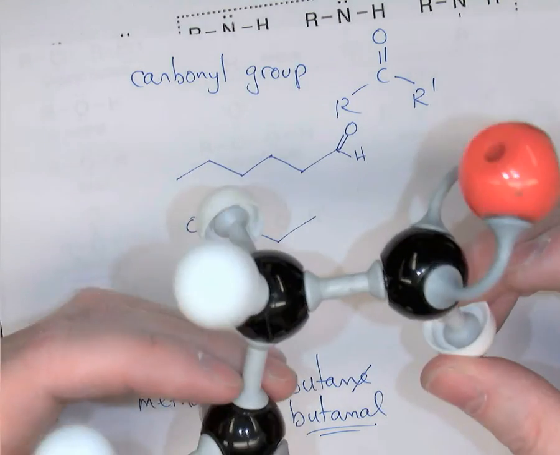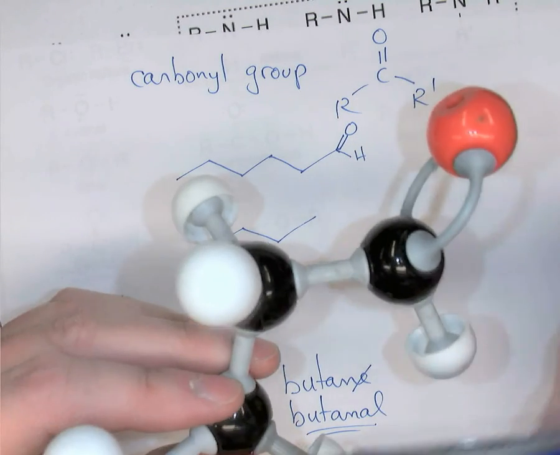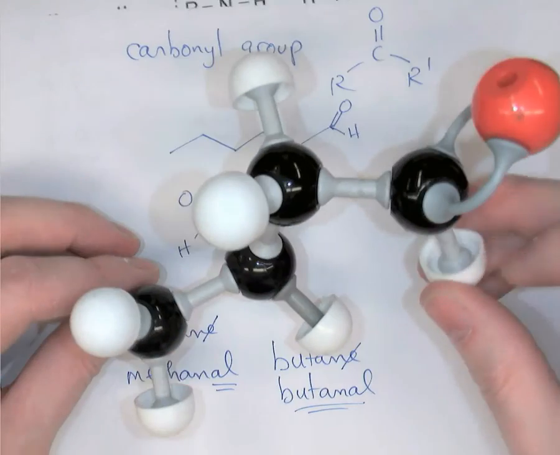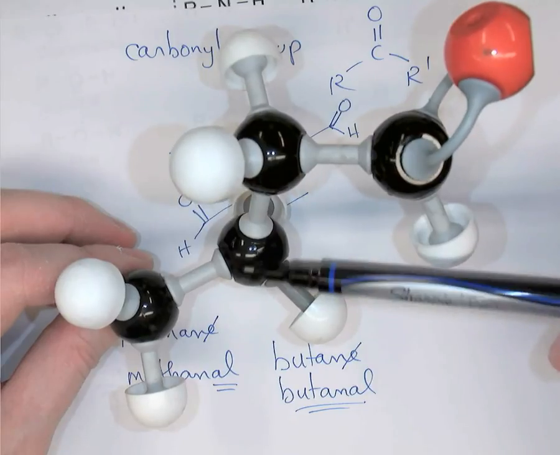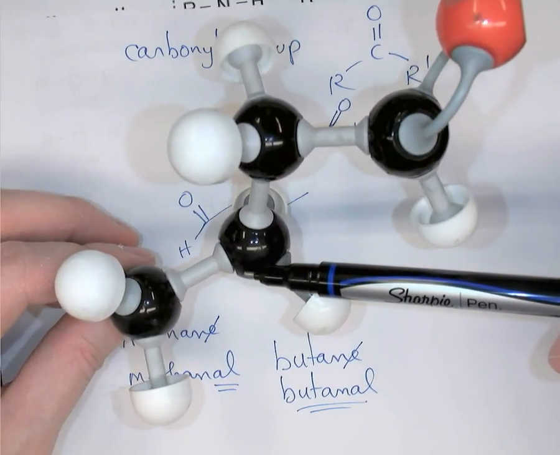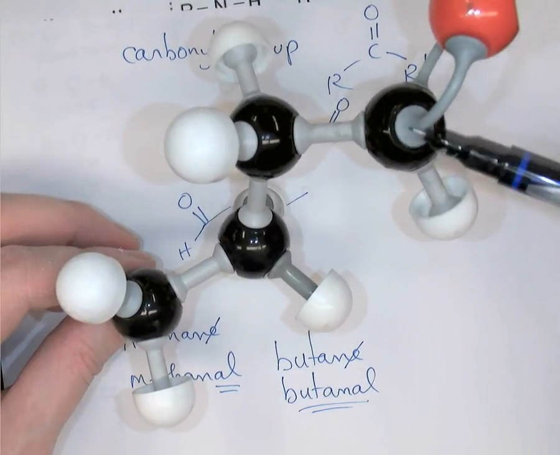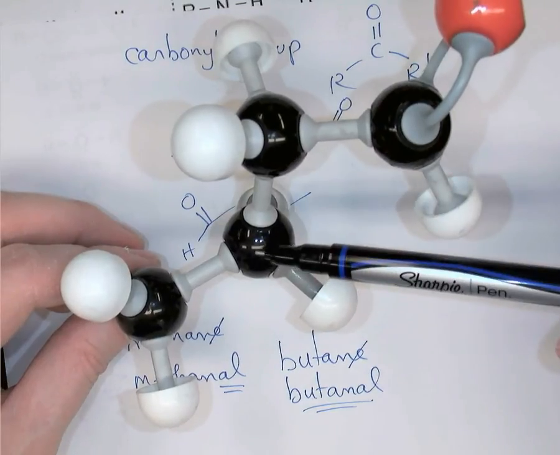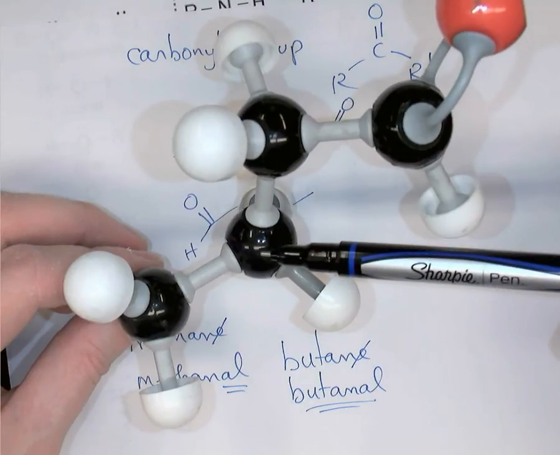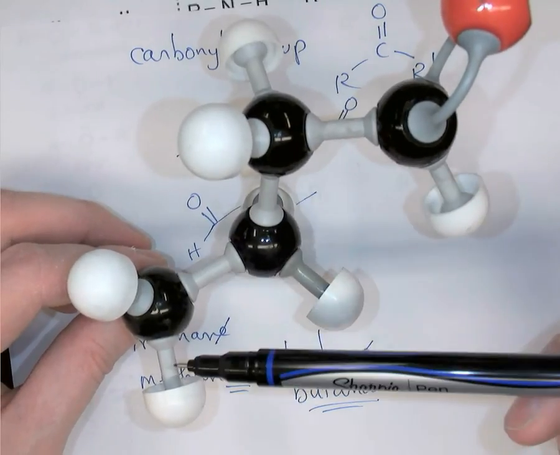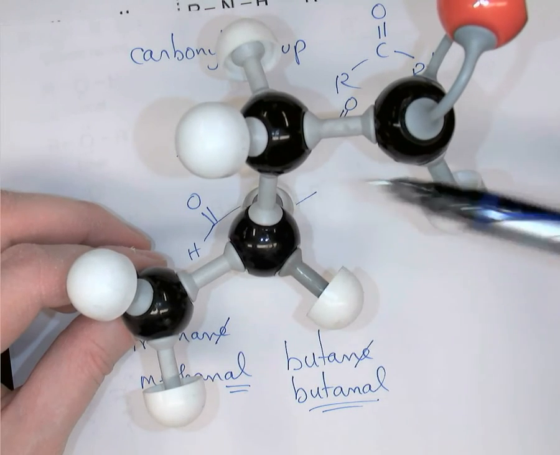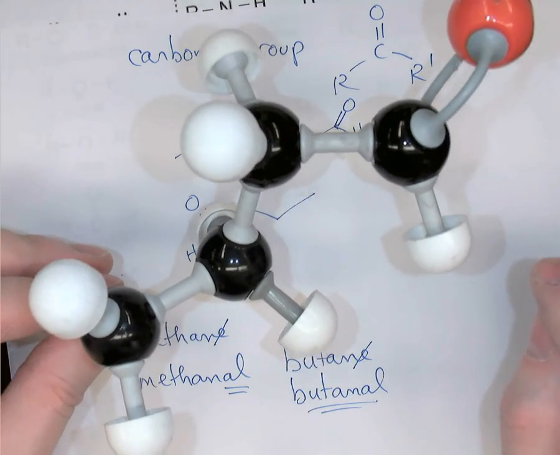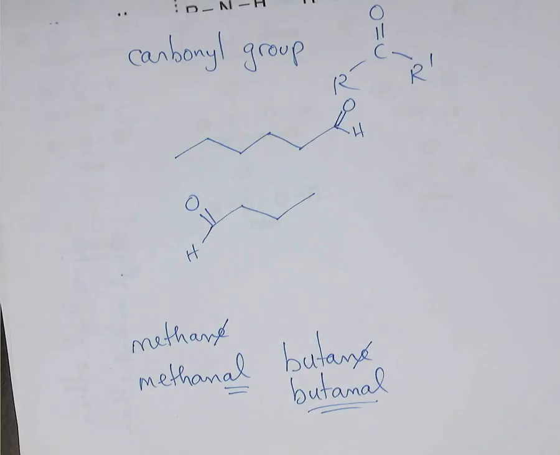If it were branched in any of these cases, you would start numbering the parent chain at the end of the chain closest to the functional group. So for example, if we had a methyl branch on this carbon here, we would start numbering the butane chain over at this end, because this is where the aldehyde is attached, the carbonyl. So this is carbon 1, carbon 2, carbon 3. If there were a methyl attached to this carbon, we would say 3-methyl butanal. All right, so remember to start numbering the parent chain in a branched molecule always at the end closest to the functional group. The functional group takes priority over any branches.